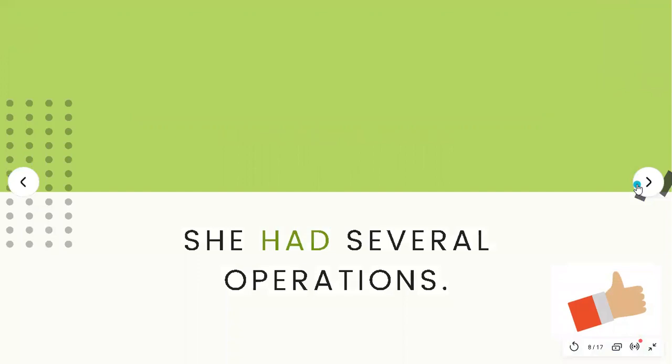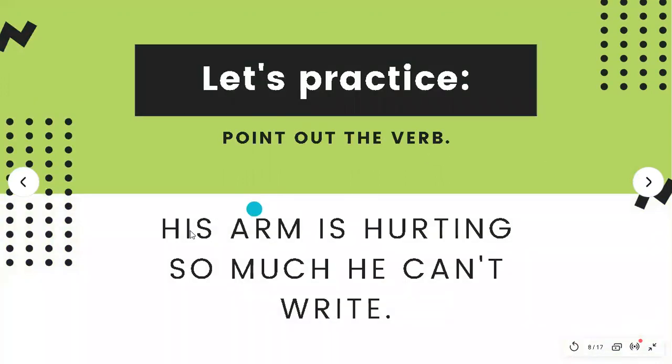Let's see another example. So, his arm is hurting so much he can't write. Okay, so actually here I have two sentences together. Acá tengo dos oraciones juntas. ¿Cuál será el verbo aquí? ¿Cuáles son los verbos aquí? Let's see. So we have his arm, su brazo is hurting. Le está doliendo so much, tanto, he can't write, él no puede escribir.